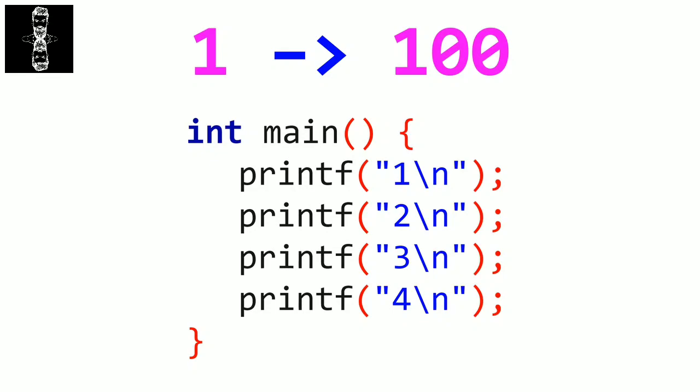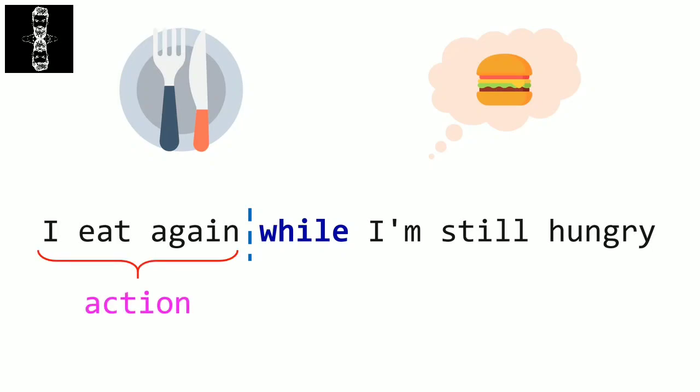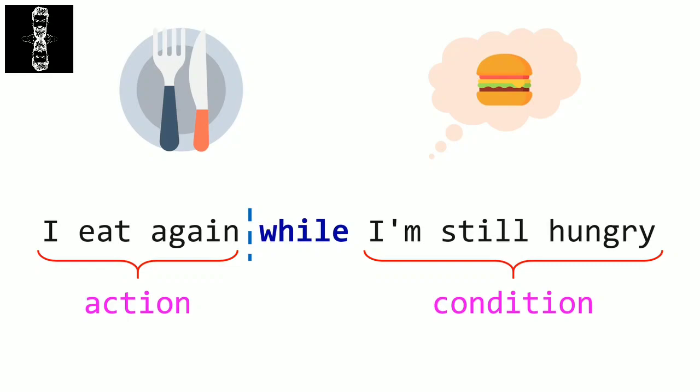Before diving into it, let's analyze this sentence. I eat again while I'm still hungry. What does it mean? It means that I will repeat the action of eating until I'm not hungry anymore. We can divide this sentence in two parts, the left part which is the action, and the right part which is the condition. The condition can be either true or false.